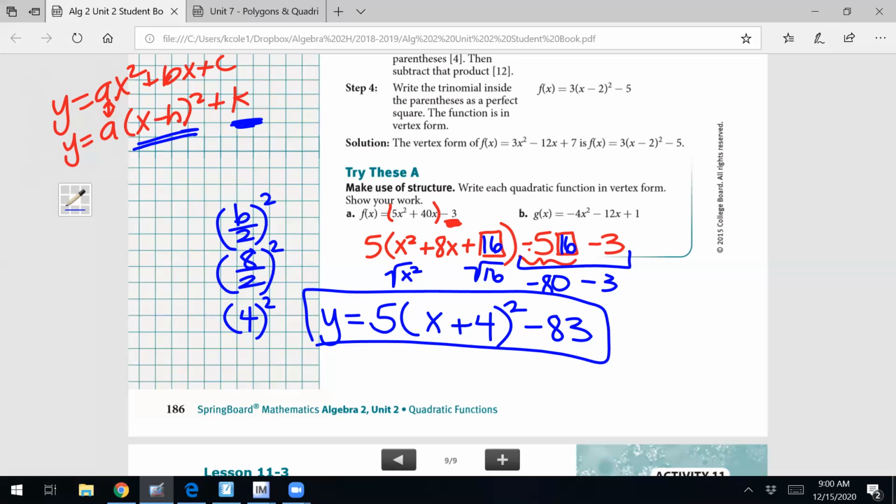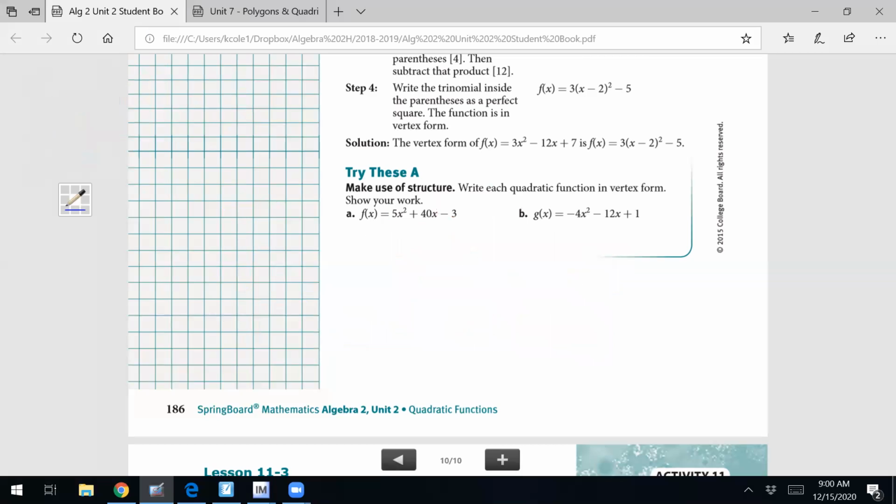Okay. All right. So now let's look at the next one. First step. What's the first step? Group the first two.